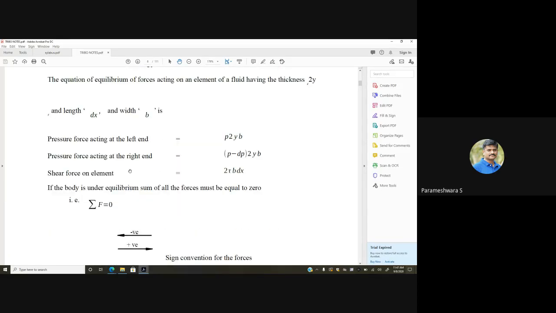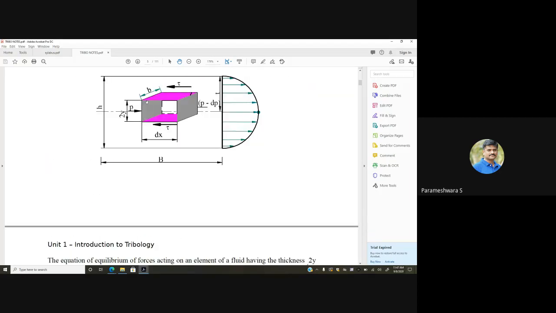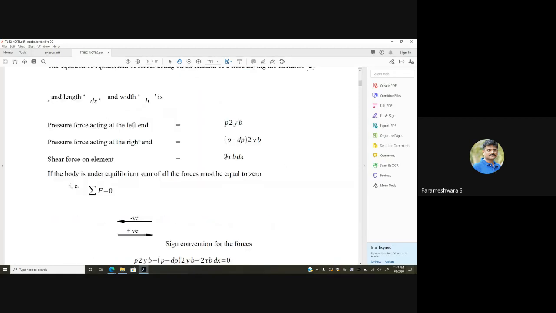Now the shear force on the upper side and the lower side. Both sides will have shear force, and the shear force is also the same. Shear stress is equal to shear force by area. Then shear force is equal to shear stress into area. Since it is acting on two sides, I'll take two.